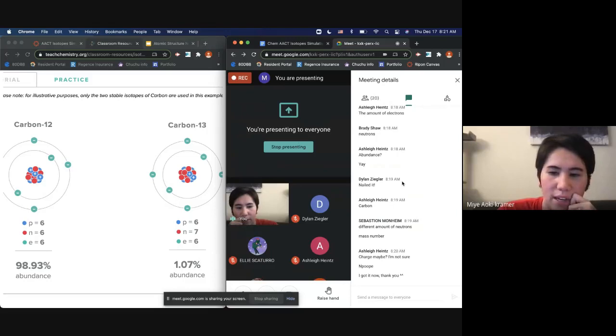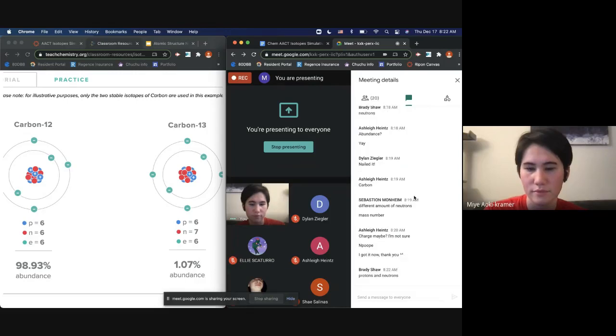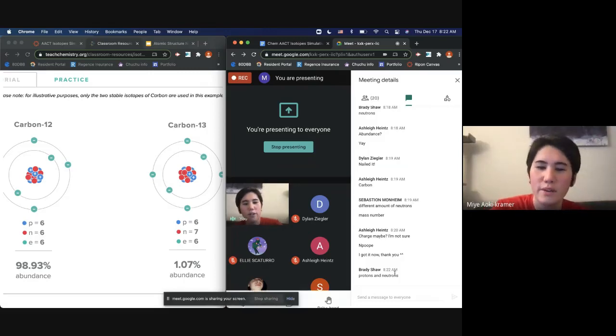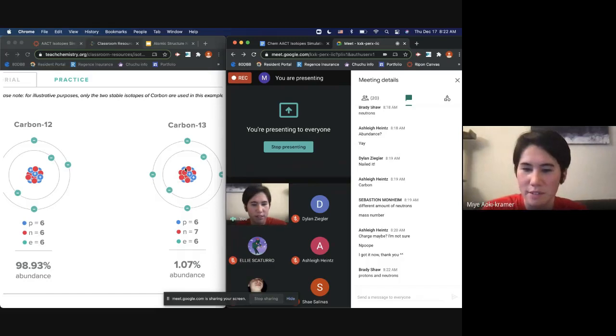All right, how are we calculating mass number? What two subatomic particles are we using? Good, Brady. Protons and neutrons. So there's another way you can look at this. Most of our mass is going to be concentrated in the nucleus. And in the nucleus, we only see protons and neutrons. So that means protons and neutrons are the only ones contributing to the mass of the atom.